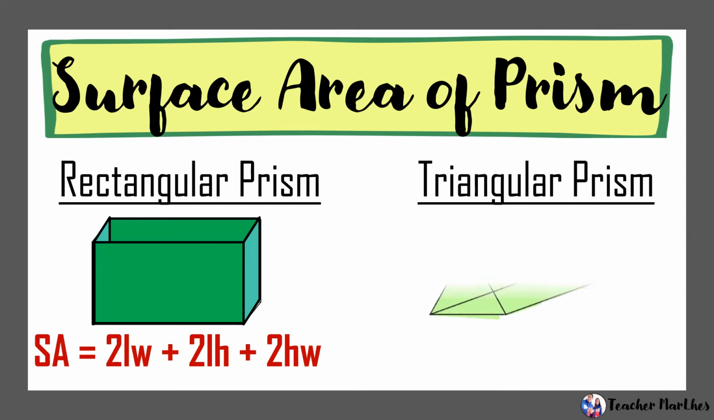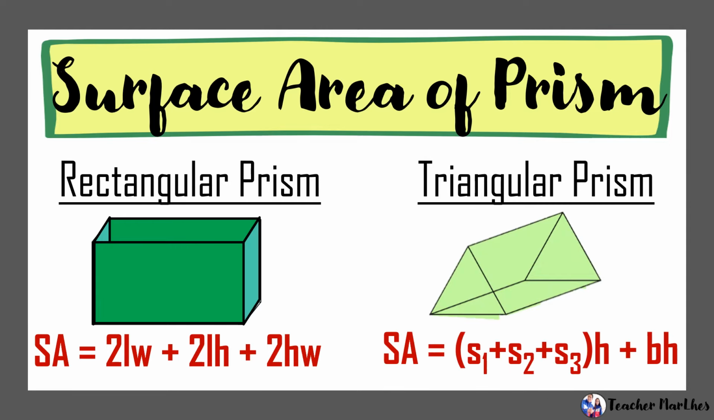For triangular prism, we have the quantity of S sub 1 plus S sub 2 plus S sub 3, or sides times height, plus base times height. S sub 1 plus S sub 2 plus S sub 3, or side 1 plus side 2 plus side 3 times height, is the lateral area, and base times height. So, yun ay derived from the area of triangle. Kaya ito yung formula for triangular prism. Ito naman yung formula for rectangular prism.